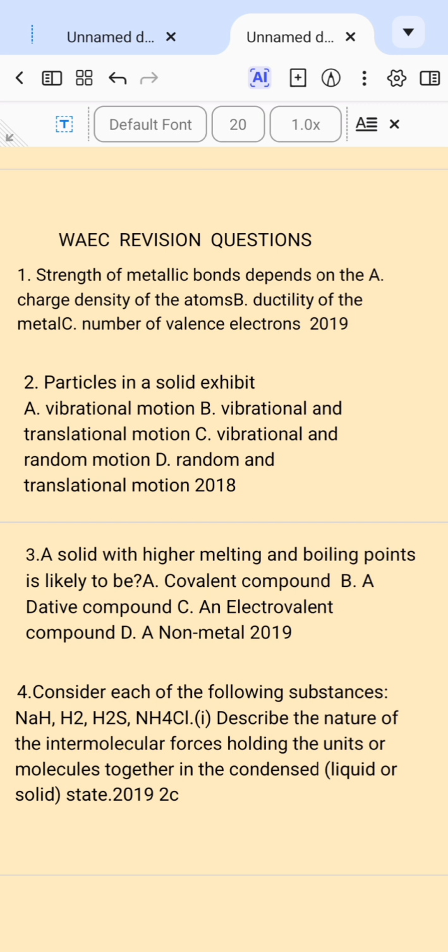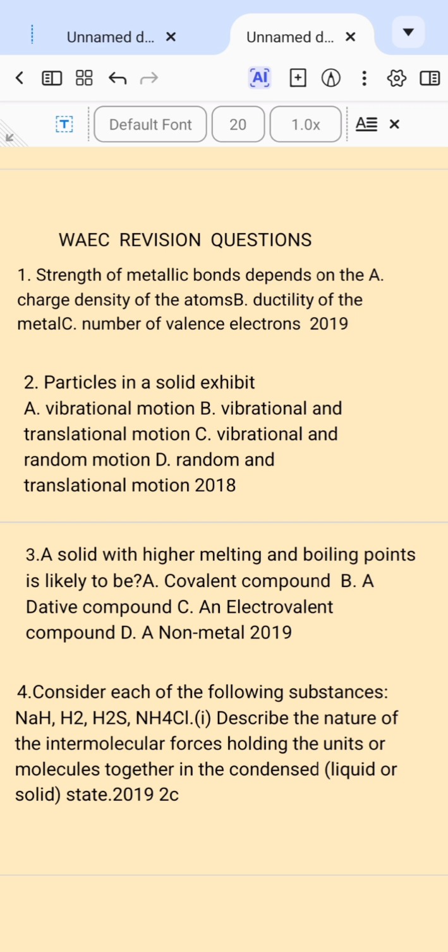Now the third question: a solid with high melting and boiling point is likely to be, is it a covalent compound, a dative compound, an electrovalent compound, or a non-metal? Generally considering covalent compounds, except in the cases of graphite and diamond especially, those are exceptional cases. Generally, compounds of electrovalent bonding, which is also ionic bonding, are stronger than those of covalent bonding because ions are formed, which results in them having high melting and boiling points. So the best answer is option C.